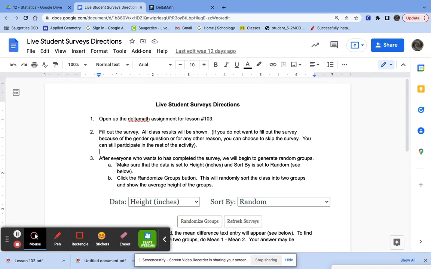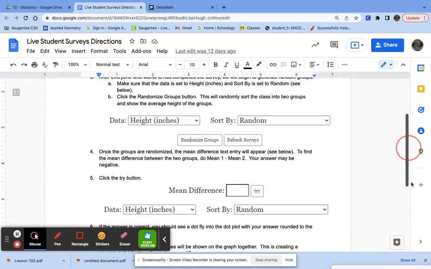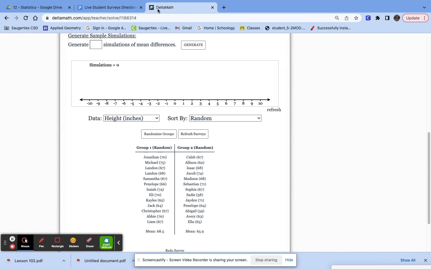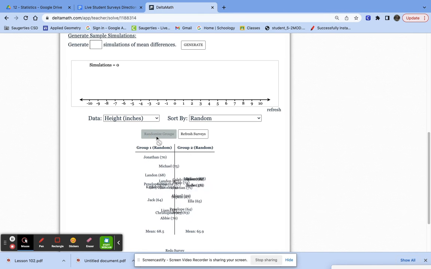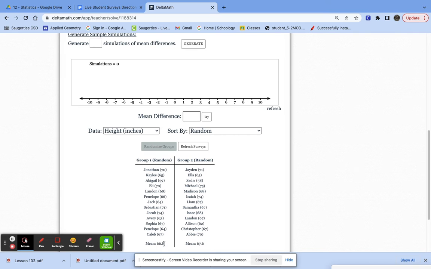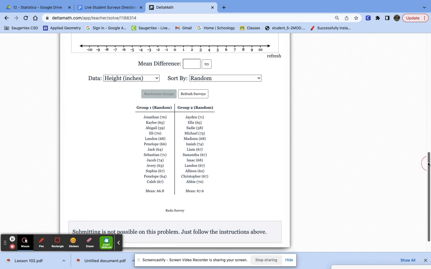If you were in class, it says, after everyone who wants to has completed the survey, we will begin to generate random groups. Make sure that the data is set to height and sort by is set to random. Click the randomize groups button. This will randomly sort the class into 2 groups and show the average height of the groups. So right now if I click randomize groups, we'll see the bottom numbers change, and then it asks me to fill in the mean difference. So one time I pressed randomize, which is what you will do.